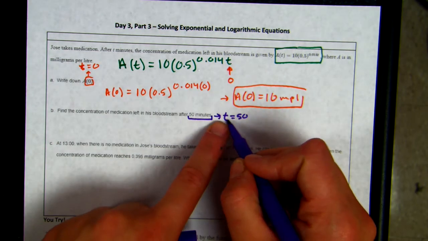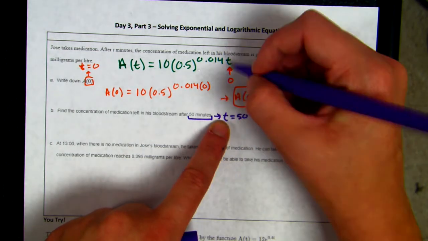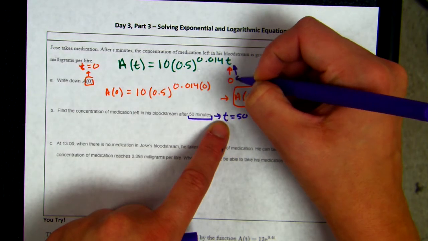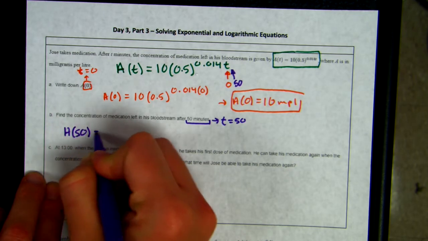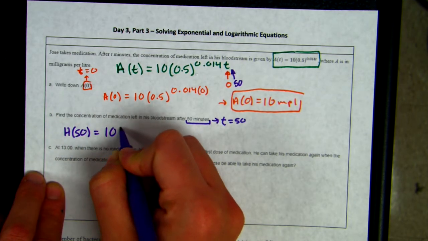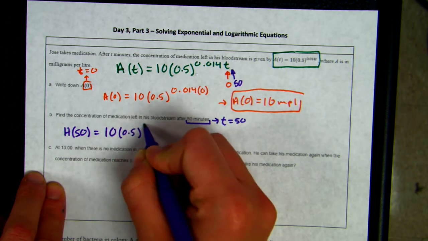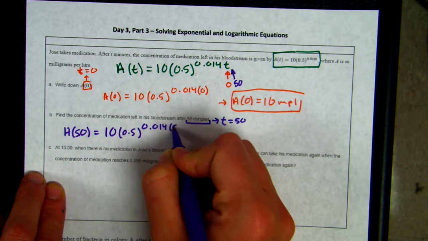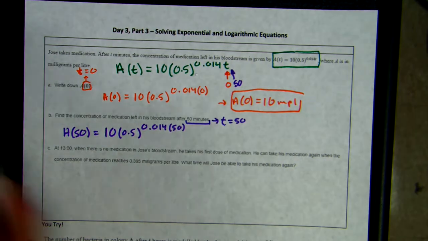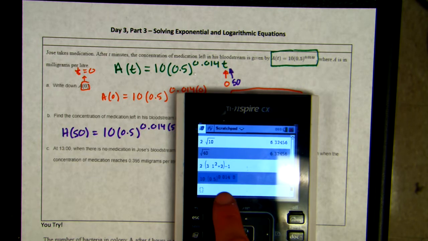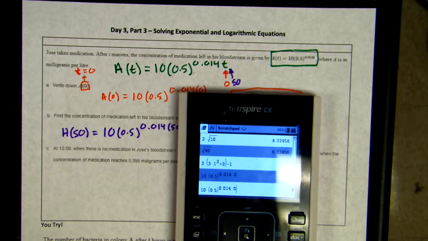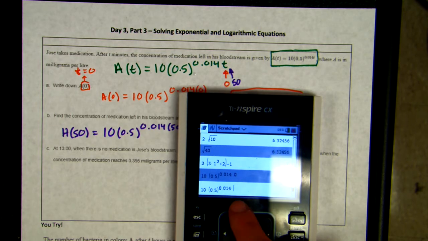So all I'm going to do is take 50 and plug it in wherever I see t. So here I'm going to get A of 50 is equal to 10 times 0.5 to the power of 0.014 times 50. And when I do one like this in my calculator, I've already got the equation from before, so I just scroll up, highlight this, and press enter, so I can delete and edit the equation from before. The only thing I need to change here is I need to turn that 0 into a 50.